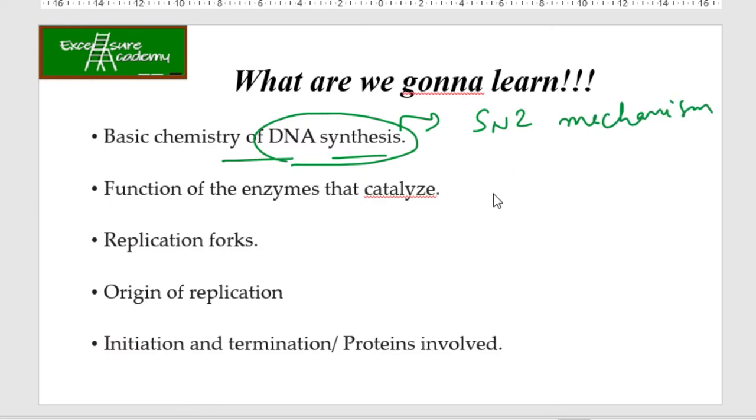So just prepare what is then. अगर आप SN2 पढ़ रहे हैं तो आपको मालूम होना चाहिए SN1 मैकेनिज्म क्या है. ठीक है, so all this you need to study. Then functions of the enzymes that catalyze. So we know that DNA synthesis is done by DNA pol or DNA polymerase, right?